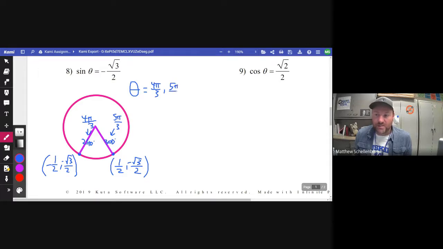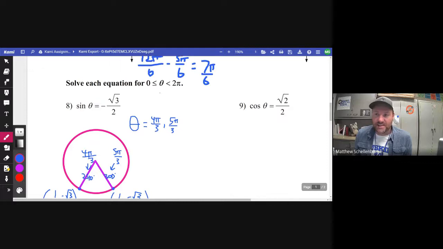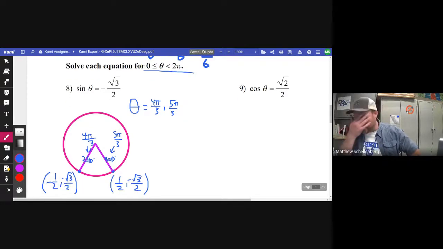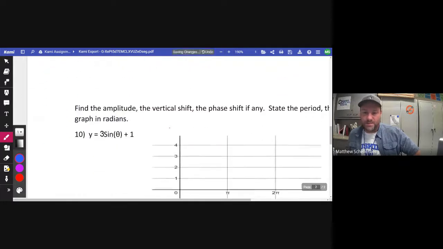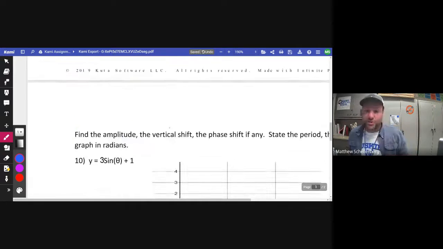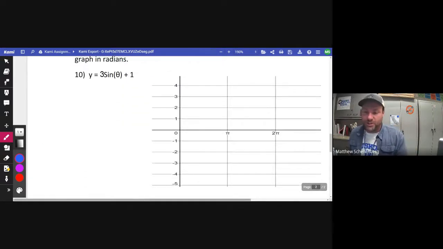You can't give me just one, because look what they said. They said in the between 0 and 2 pi. So anywhere on the circle where the sine of theta is negative root 3 over 2, any point that has that, that's what you need to include. So make sure that you have this in your solution set. Let's move on. Make sure we got this. Again, try this one before I show you what to do.